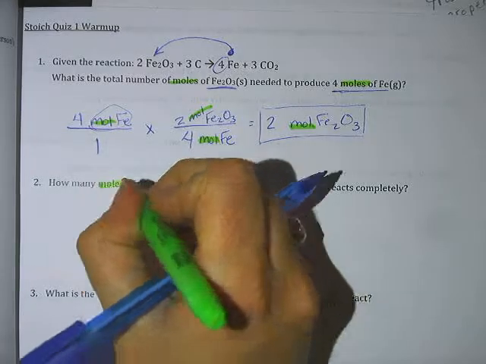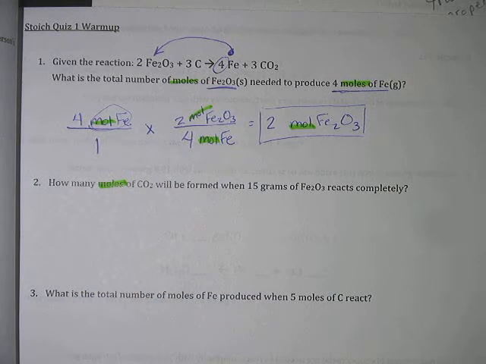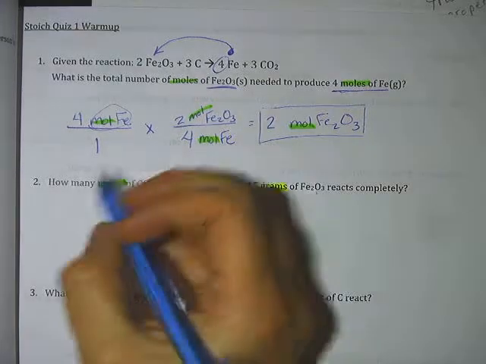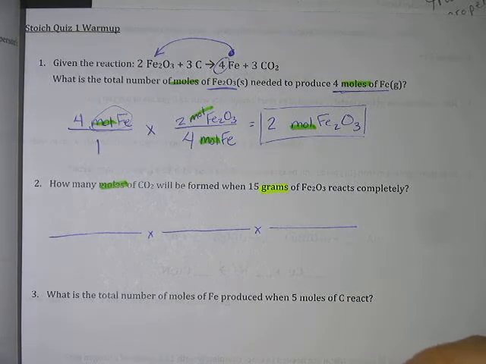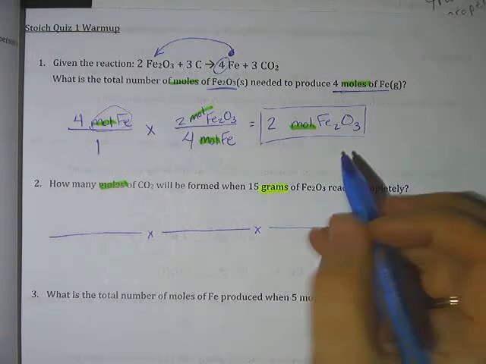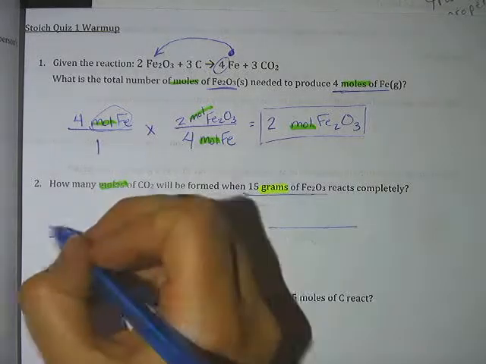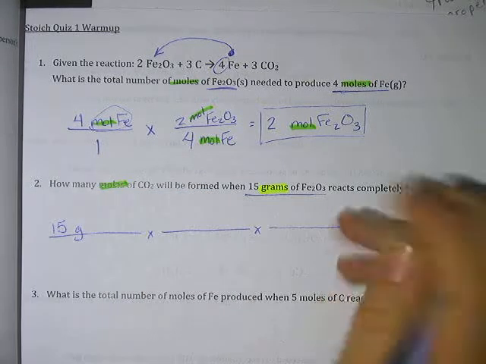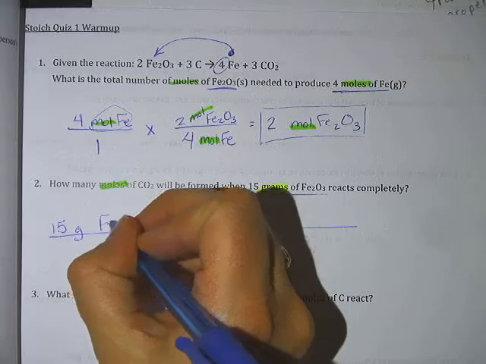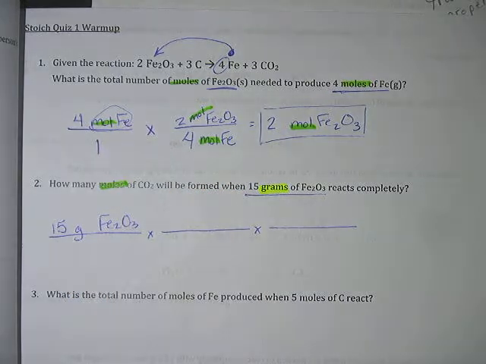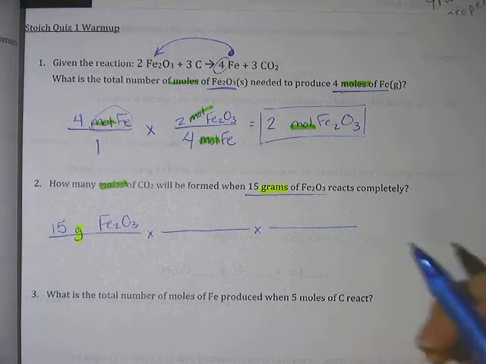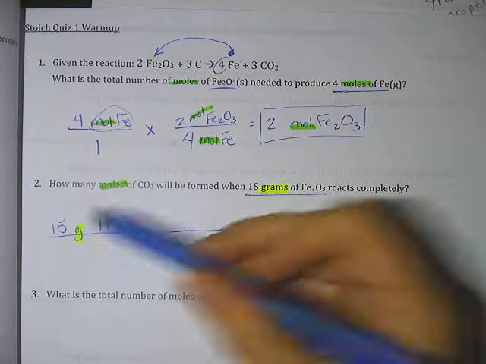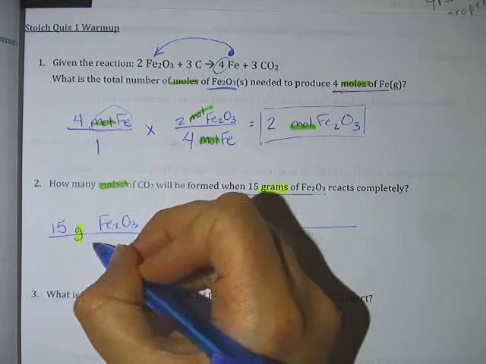Okay, let's look at number 2. Number 2 has moles, and it has grams. So how many fractions is that one going to use? 3. So draw your 3 fractions. Okay, and again, whatever number they gave you should go on top of your first one. So that's 15 grams, and this time it's Fe2O3 that we're starting with. And always the first fraction should have what under it? Just a 1.